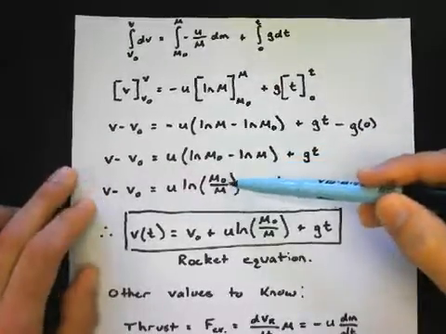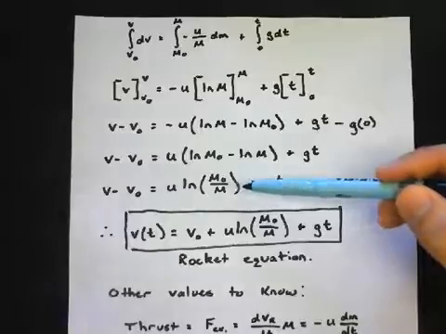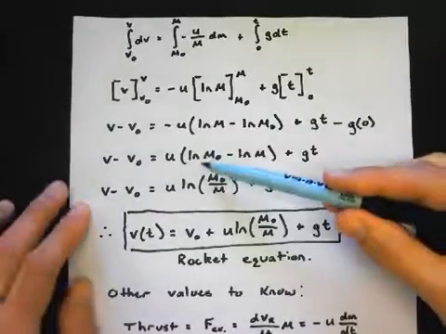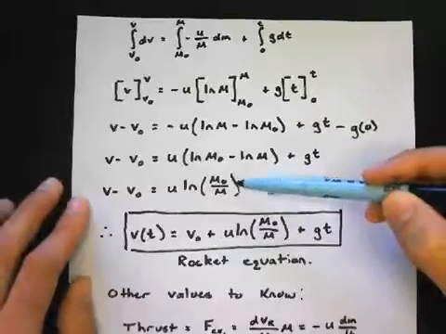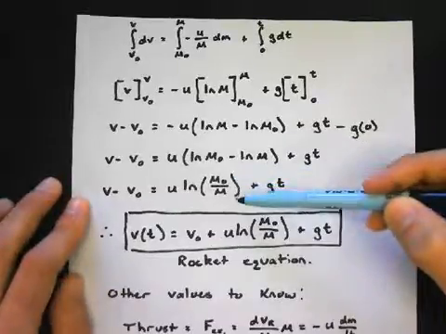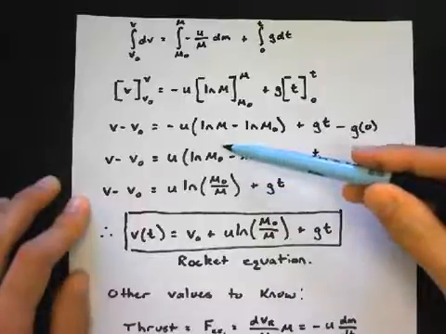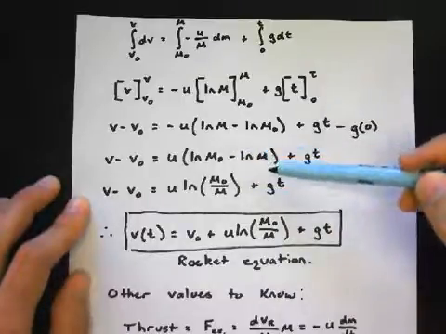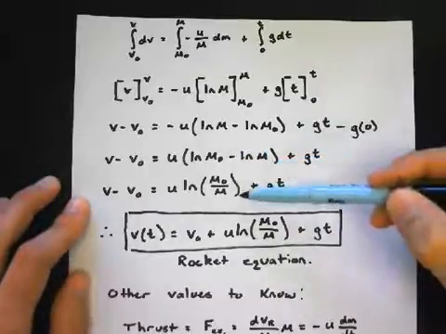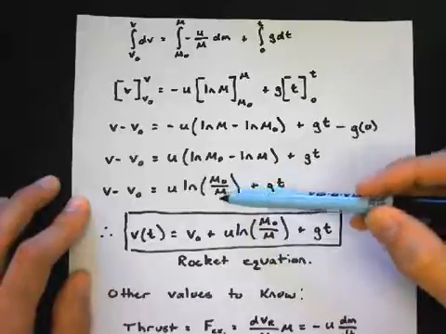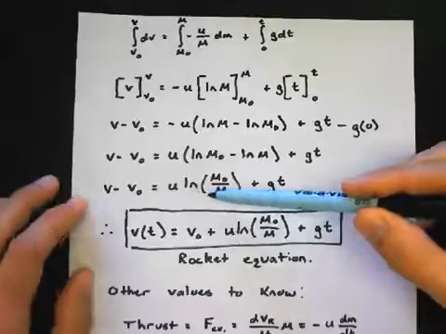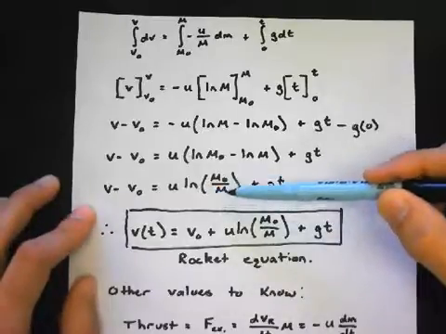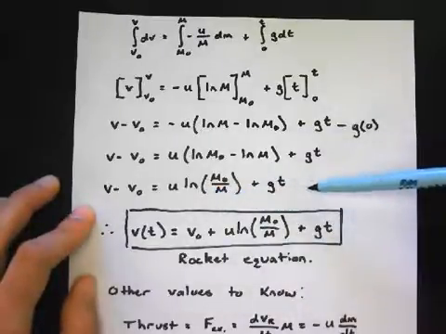And then we have the relation that the difference of logs can be put into a single log by dividing them. So we have natural log of m naught divided by m, which you see here. So we have v minus v naught equals u natural log of m naught over m plus gt.